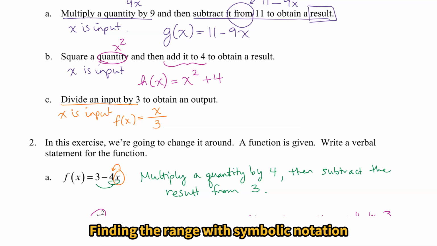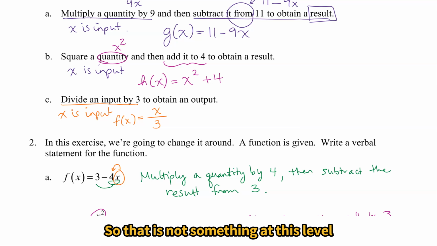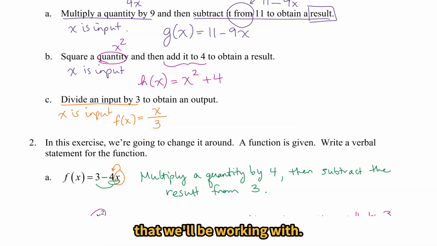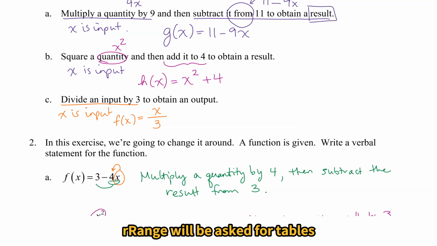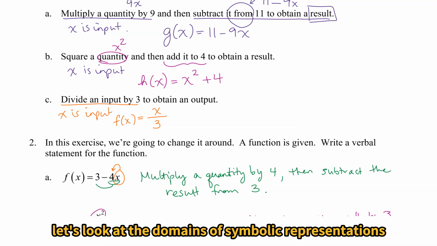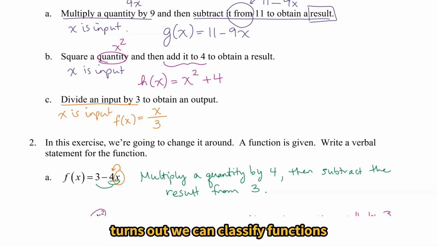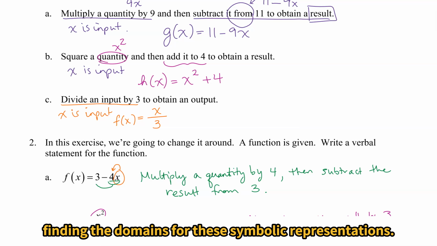Finding the range with symbolic notation takes a little bit more practice with these functions, so that is not something at this level that we'll be working with. We're just going to be focusing on the domain for these functions. Range will be asked for tables and ordered pair sets and graphs, but not for symbolic representation. Domains will be asked of all of them. So in the next lesson, let's look at the domains of symbolic representations of functions. And it actually turns out we can classify functions into different types, and that alone can really help us with finding the domains for these symbolic representations.